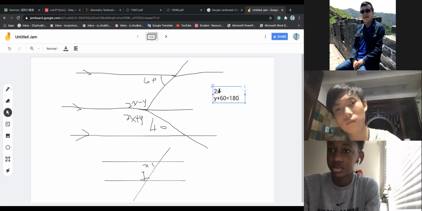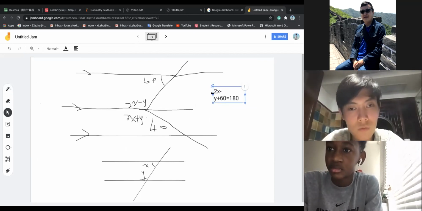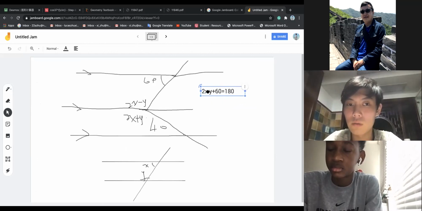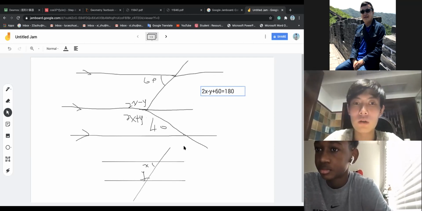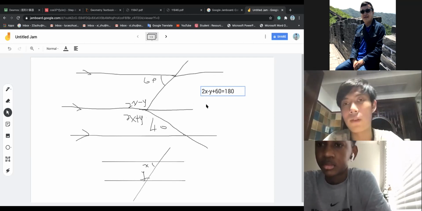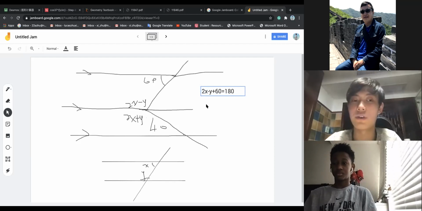And remember, look here. What do we have here? We have two variables, right? x and y. So we cannot solve for that, right? But you've learned about the system of equations, right? Which is two equations set together, and then you can solve for it.